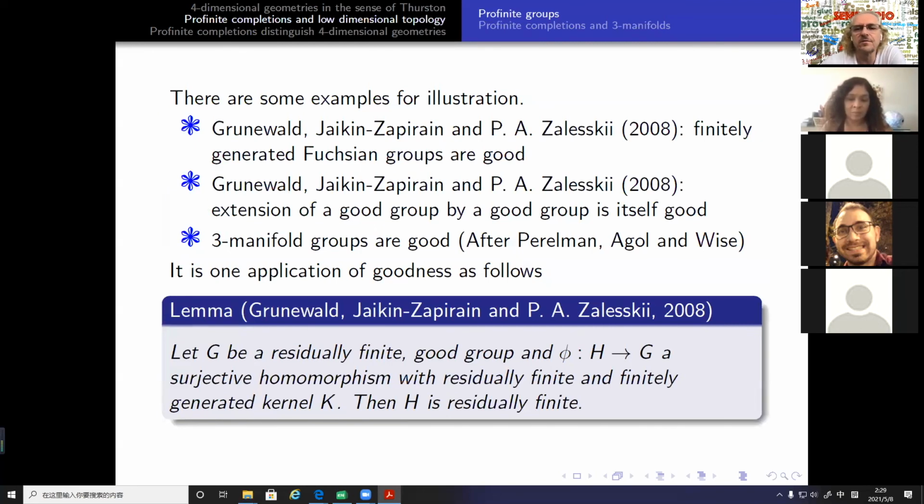So in the construction of Mike Davis in the 1980s, there are some manifolds whose fundamental group is virtually a right-angled Coxeter group, so it must be residually finite. But the universal covering of the manifold is not R4. So in other words, the universal covering is different from all of the geometries here, so it cannot admit any of the geometries here. Yeah. Okay. All right.